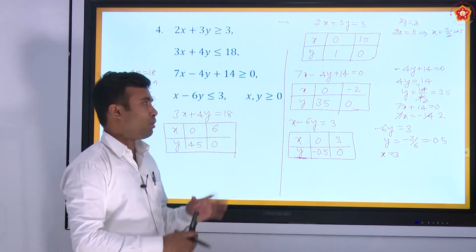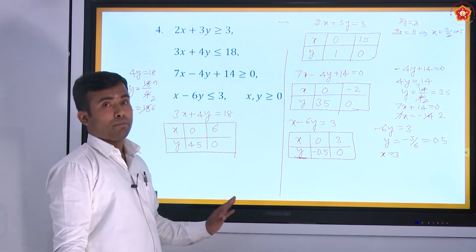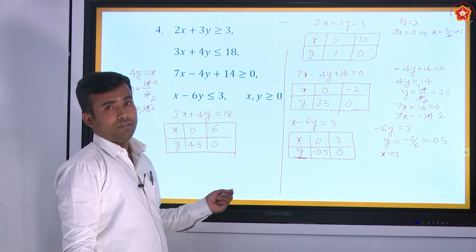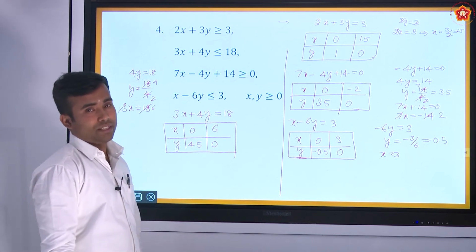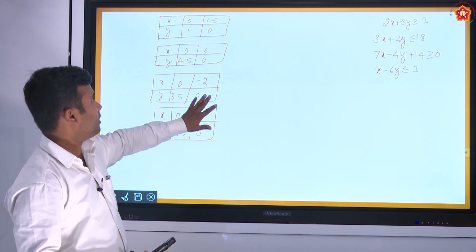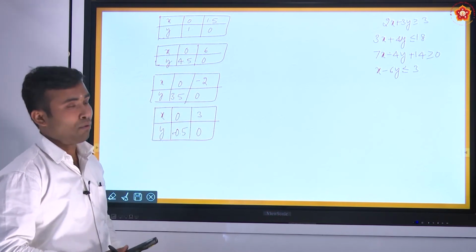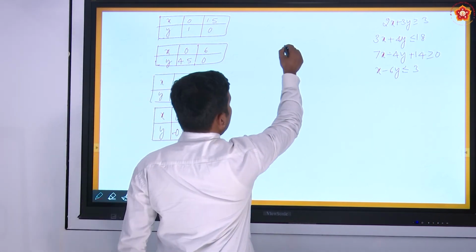See, these are the points we have, and we have to represent these points in the xy plane, and then we can find the common region between all of these inequalities. For the given inequalities, we have points. Now let us represent these points in the xy plane.